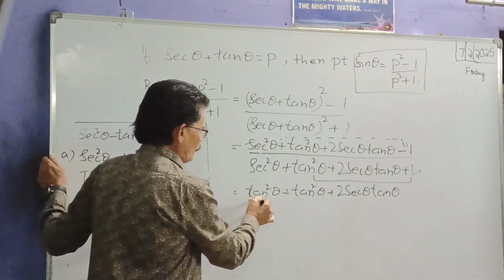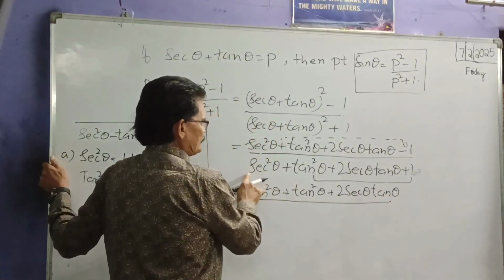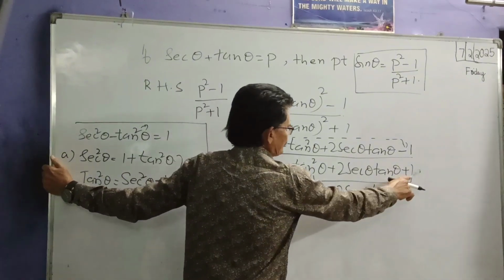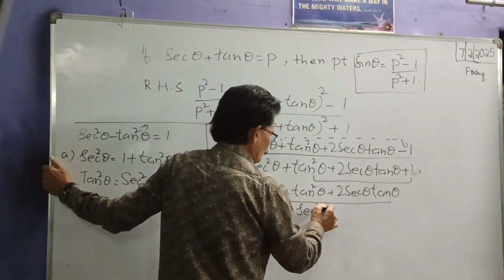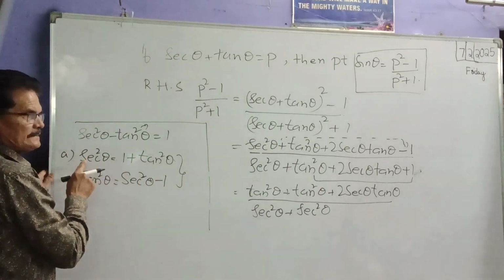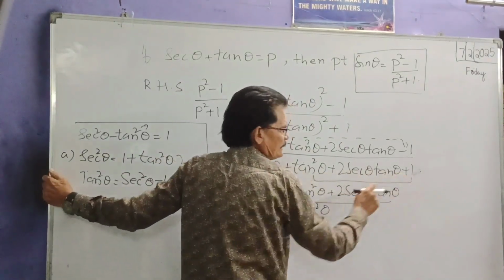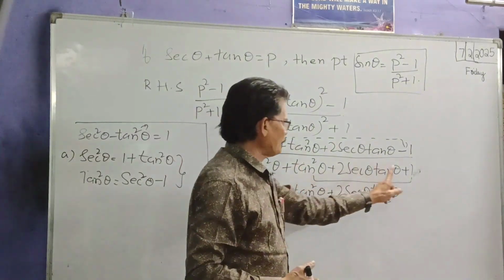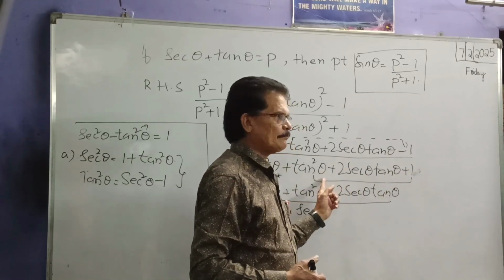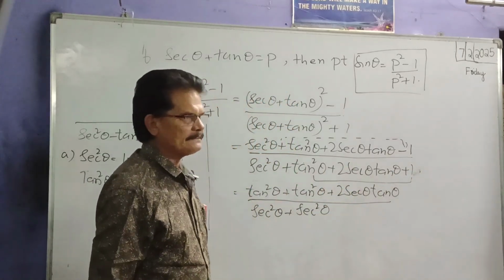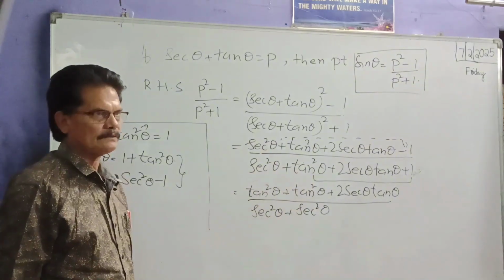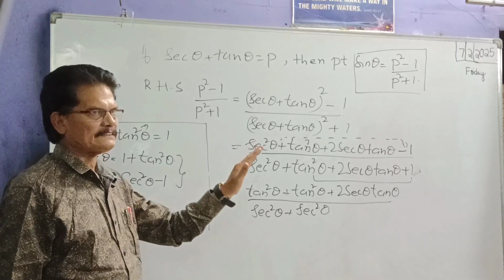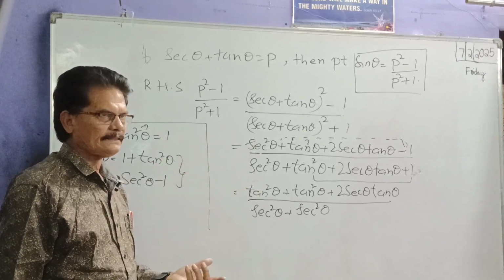Now at the denominator, sec square theta is sec square theta, but tan square theta plus 1 becomes sec square theta. You know 1 plus tan square theta is sec square theta. You should know that a plus b is b plus a. 2 plus 3 is equal to 3 plus 2. 2 plus 3 is 5, 3 plus 2 is 5. So tan square theta plus 1 is nothing but 1 plus tan square theta, right?